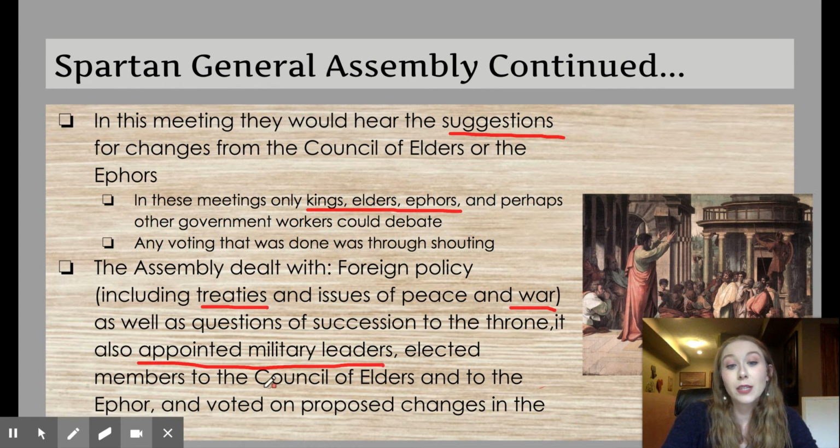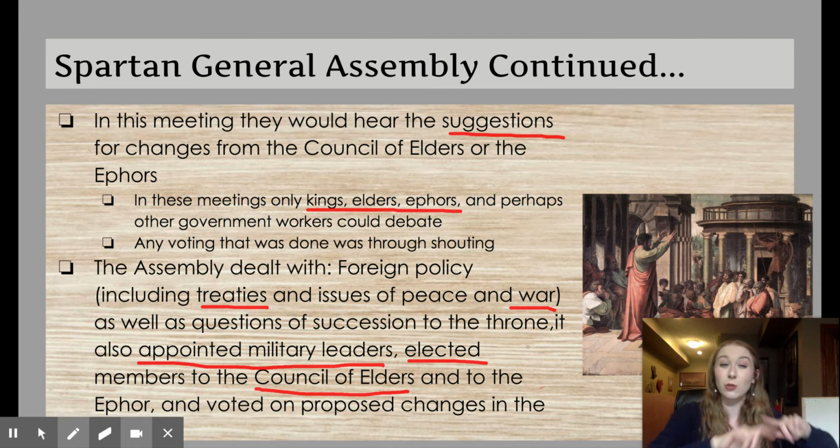They also get to elect the Council of Elders. So it's an elected position, the Council of Elders. It's a lifetime elected position, but the General Assembly elects it, okay? So that's kind of one of their connections to the Council of Elders, is they get to elect those people.